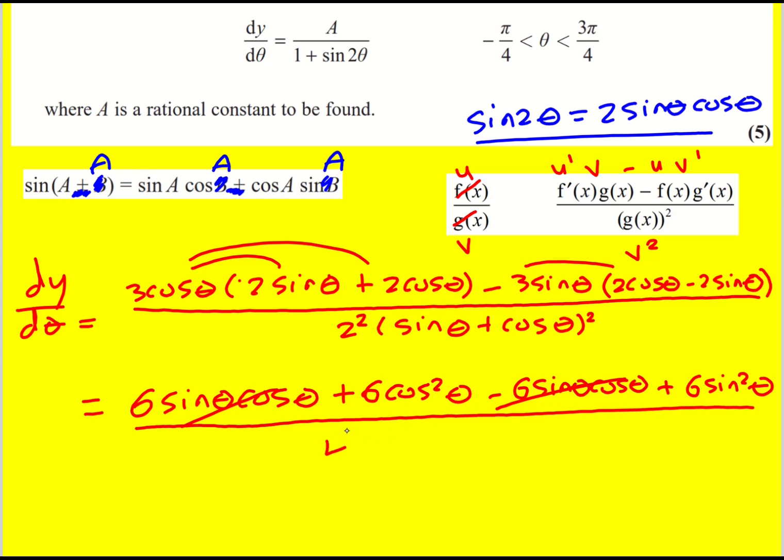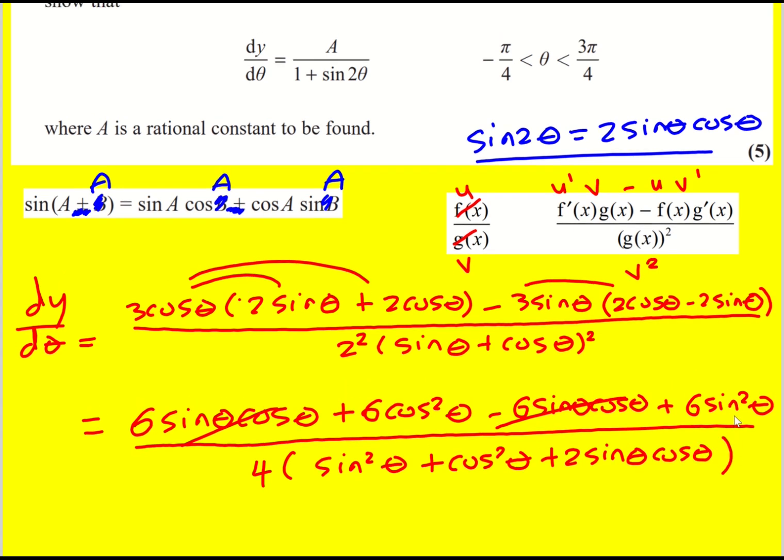On the bottom, I've got 4. This is a double bracket. I'm going to get sine times sine, so sine squared theta. I'm going to get cos times cos. And I'm going to get sine times cos twice. I've got the answer in mind here. I can see in a minute we're going to replace sine squared plus cos squared theta by 1. So this is going to become 1. And we're well on our way to being able to do this.